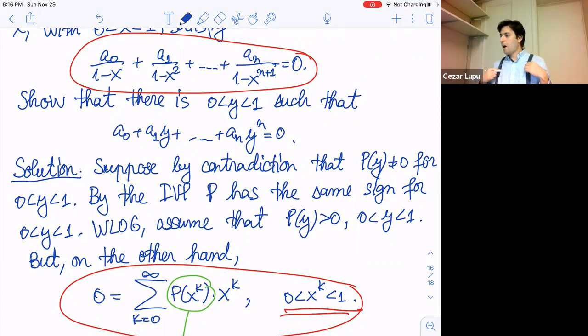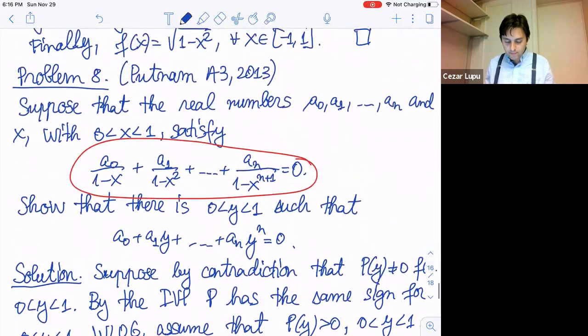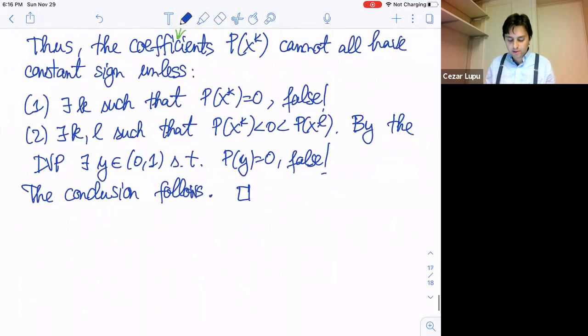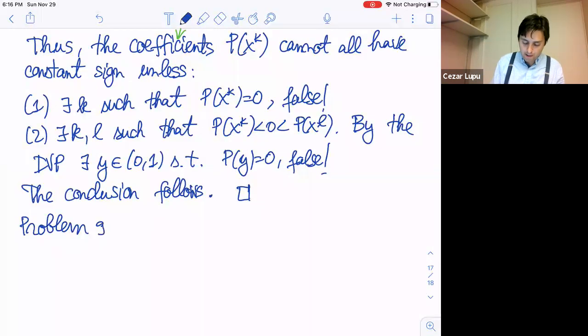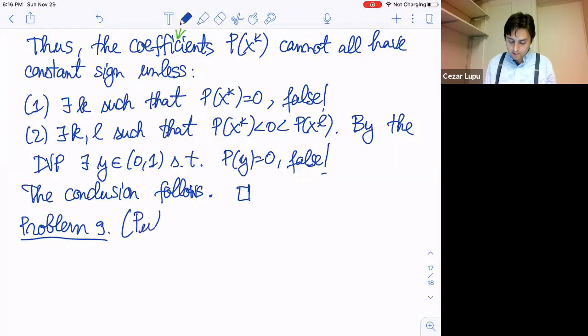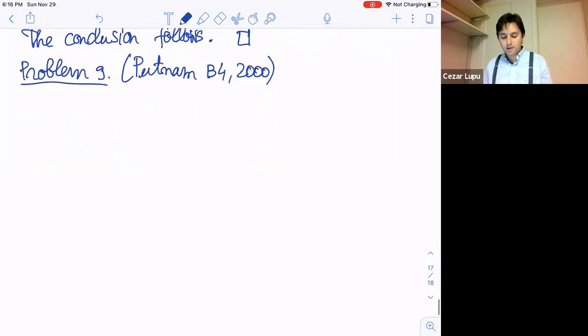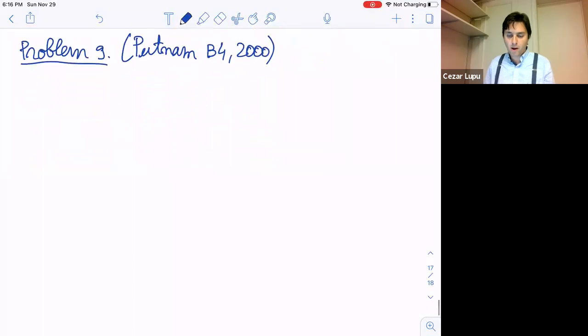All right, I want to draw your attention to one more problem, and then I'll stop. It's quite long, but I want to do this because it's problem 9. Again, this was a Putnam problem. If I look at it, it was a difficult one, I would say. Putnam B4 in 2000, so 20 years ago. And the problem says the following. It's a very beautiful problem.